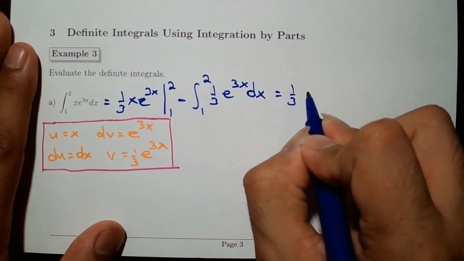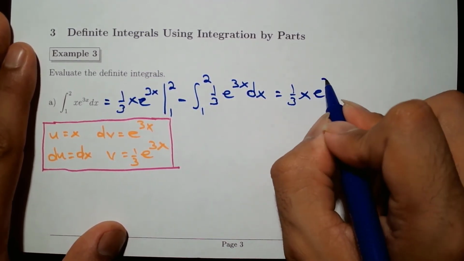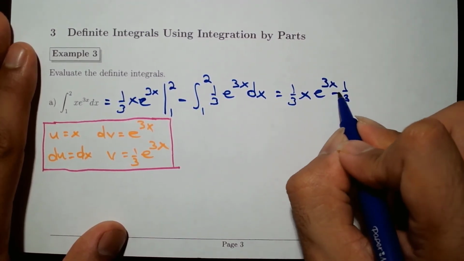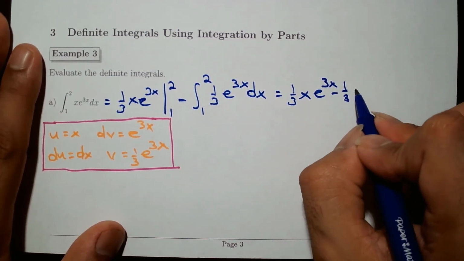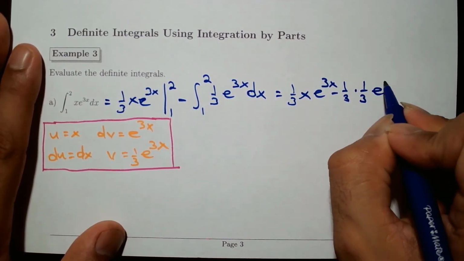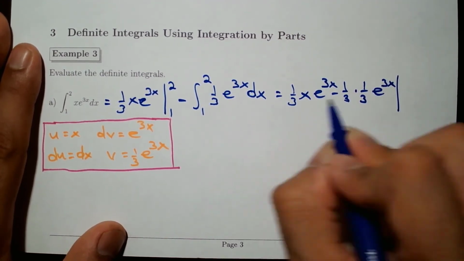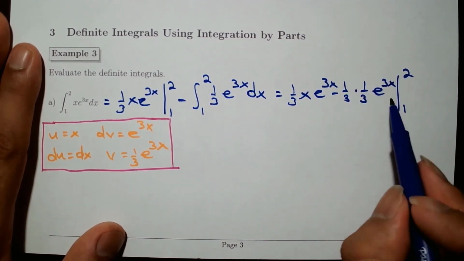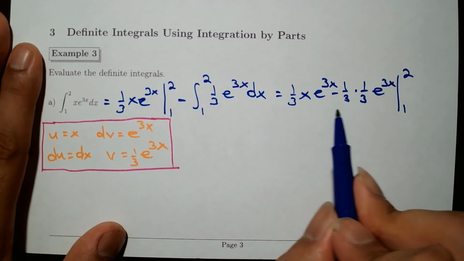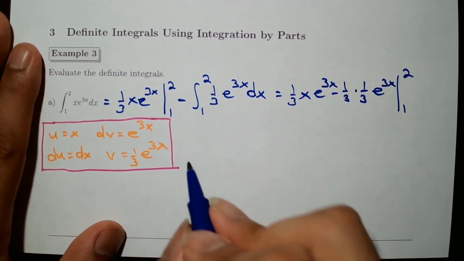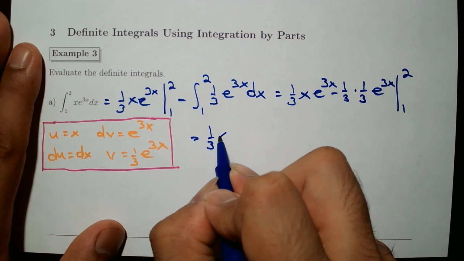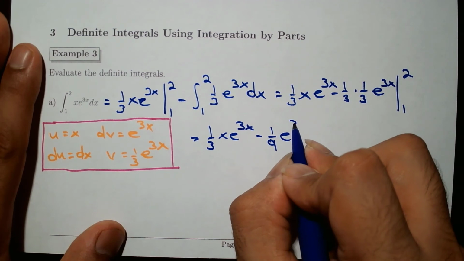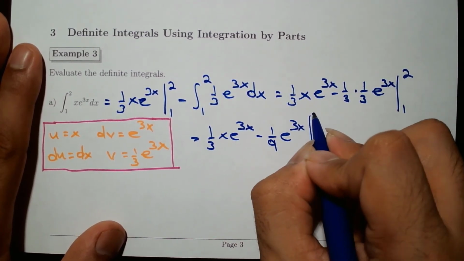So we're going to have 1/3 x e to the 3x minus 1/3 times the integral of e to the 3x, which is also 1/3 e to the 3x. The whole thing evaluated from 1 to 2. Notice I didn't write it over here the same way, because as long as we write it at the end, because it corresponds for everything, that's good enough. So 1/3 x e to the 3x minus 1/9 e to the 3x evaluated from 1 to 2.